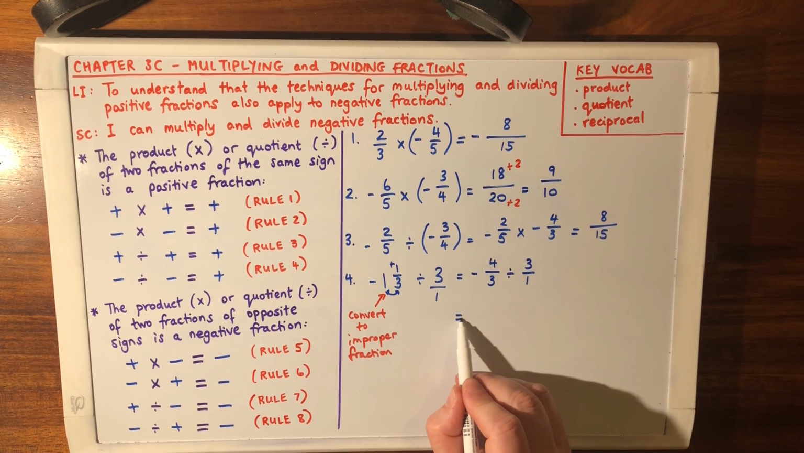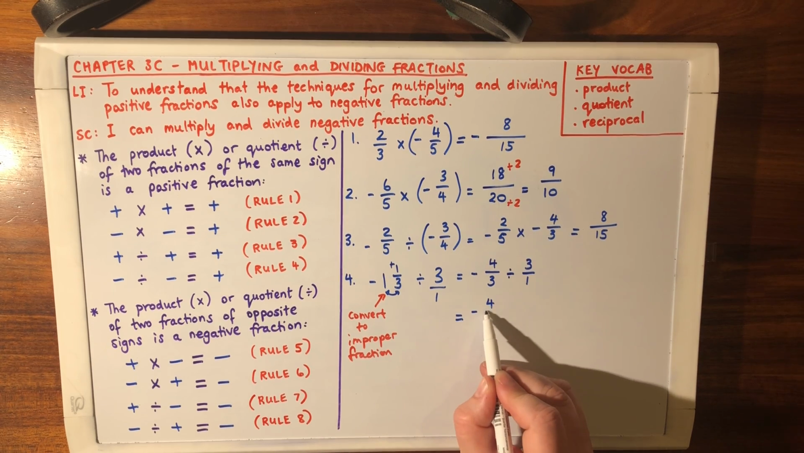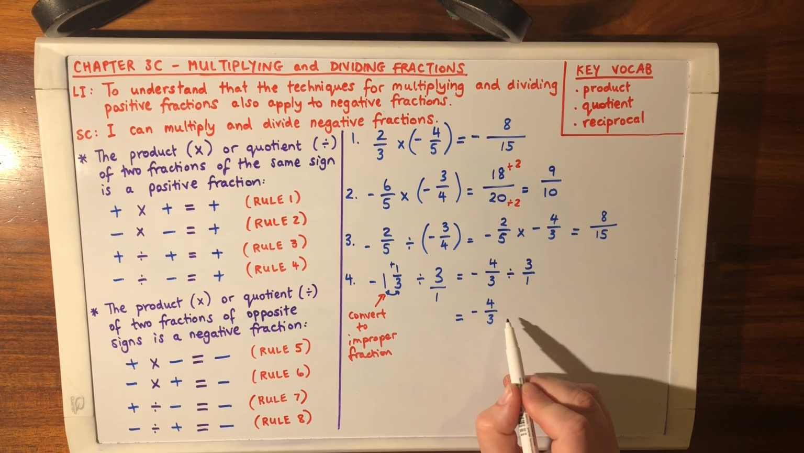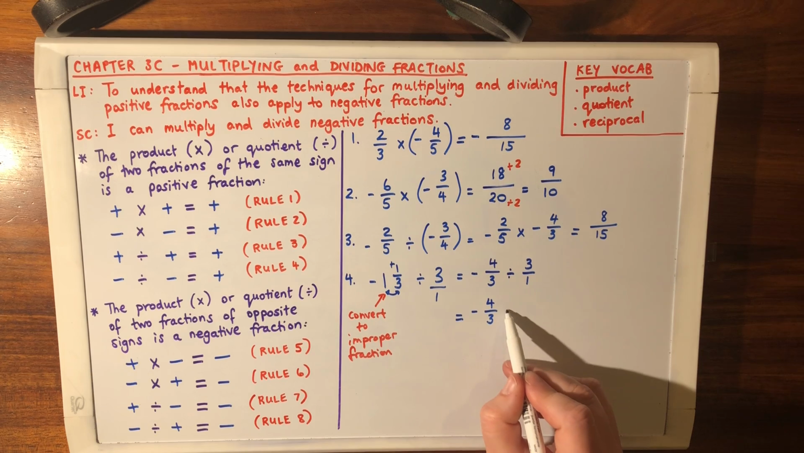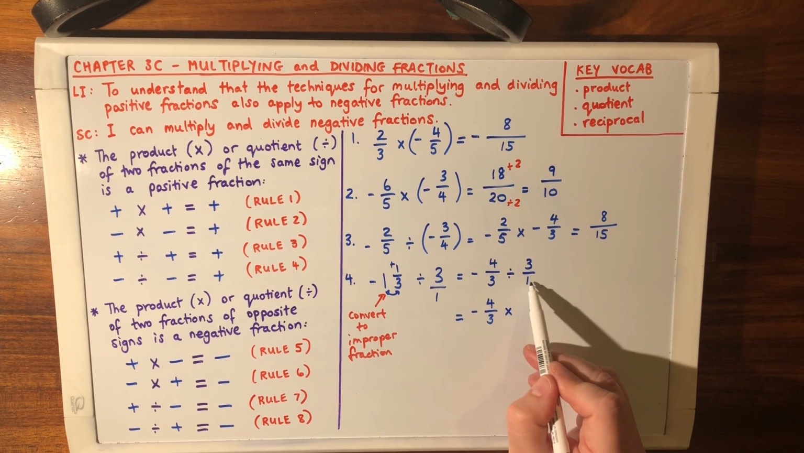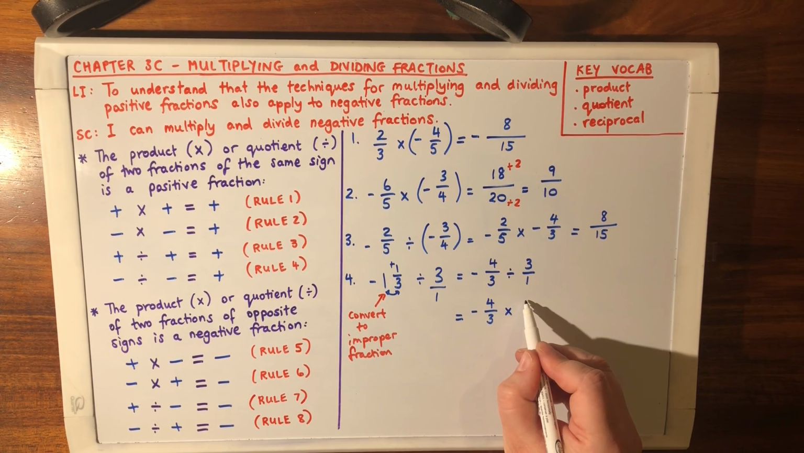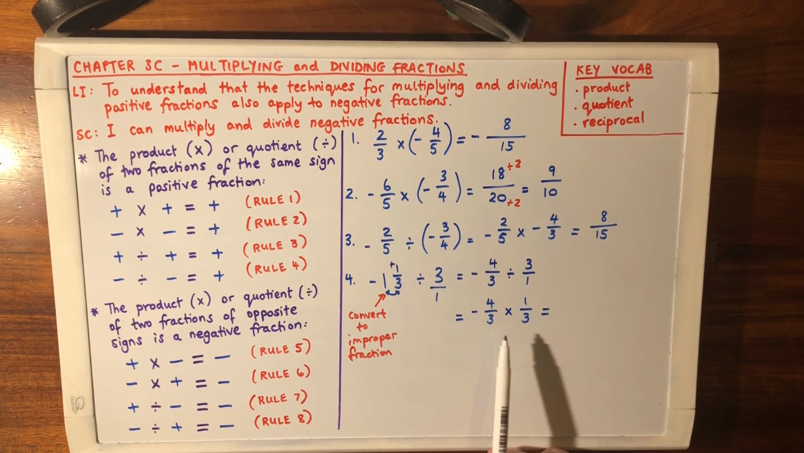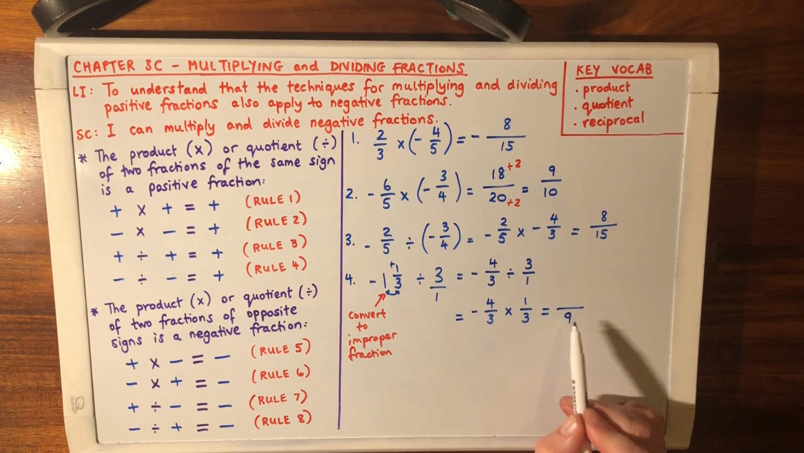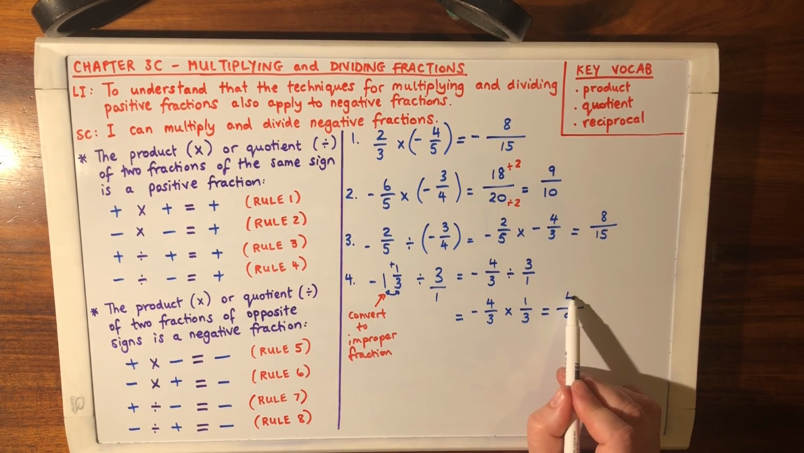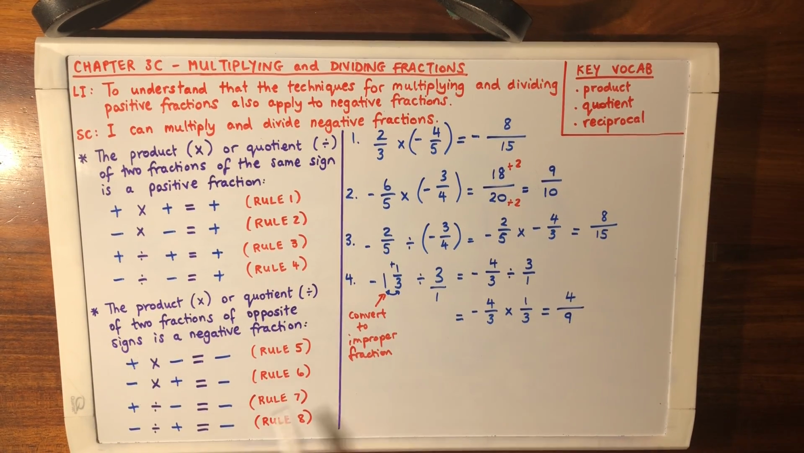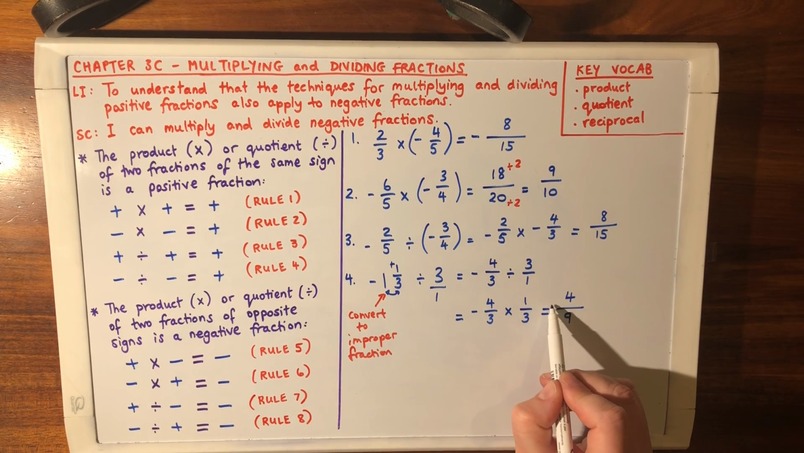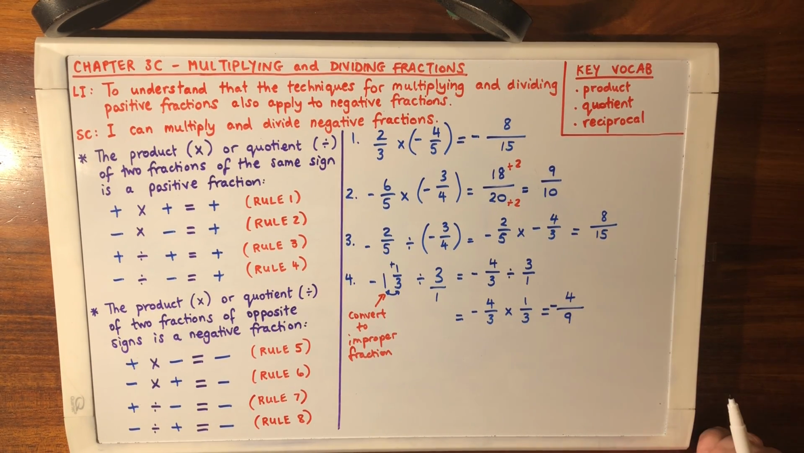So again, I'm going to bring this whole equation down, negative 4 over 3. Change the division to multiplication and then reciprocate that fraction there. So it'll be 1 over 3, and then I can do a simple multiplication of fractions. So 3 times 3 is 9, 4 times 1 is 4, and my answer there, of course, using this rule number 8, would be a negative. So that would be negative 4 over 9.